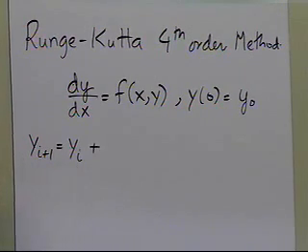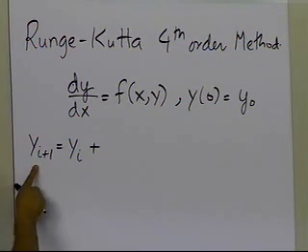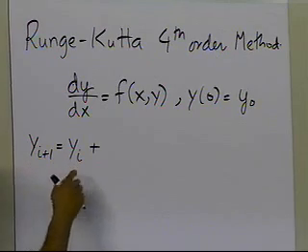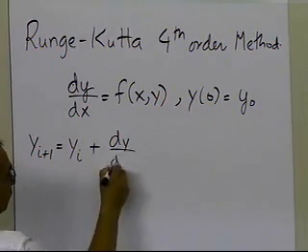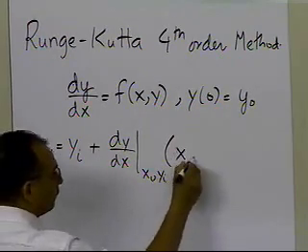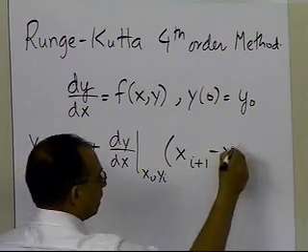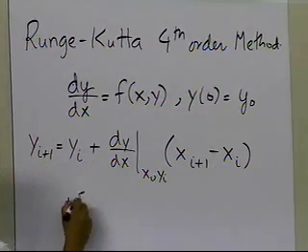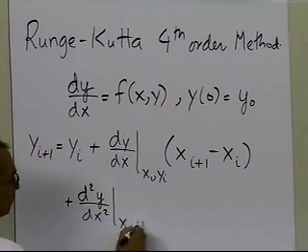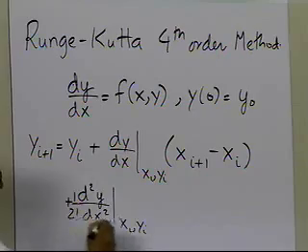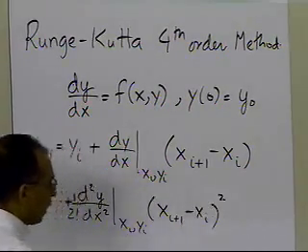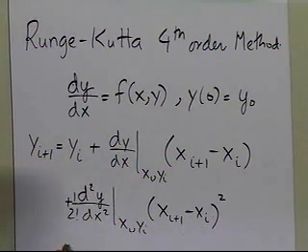y sub i plus 1 is equal to y sub i. That means that if you want to find the value of y at some point, you need to know the value at some other point, plus the value of the derivative at that point times the difference between where you are and where you are trying to go, plus the second derivative of y with respect to x, times 1 by 2 factorial, multiplied by the square of the difference between the 2 points, plus 2 more terms.